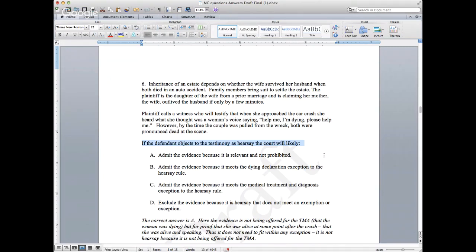So let's look at the answer choices, and here the correct answer choice is A, admit the evidence because it is relevant and not prohibited. It is not hearsay. And think about it this way. If this statement wasn't just "Help me, I'm dying," it could have been anything. It could be, bring me a glass of water. But it's the fact that the statement was made to show that this person was alive. That's why this is the best answer.